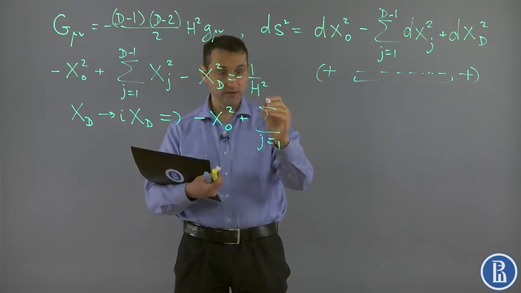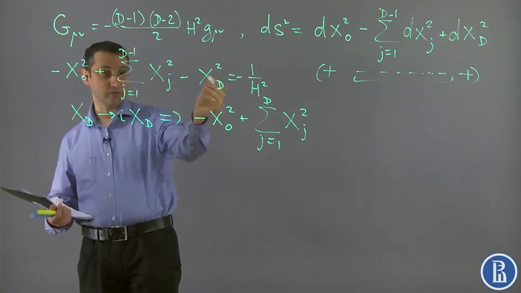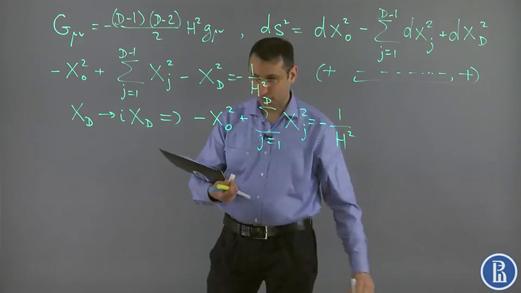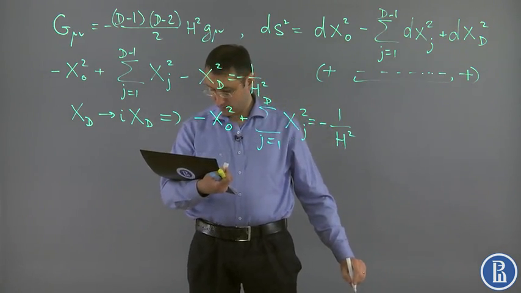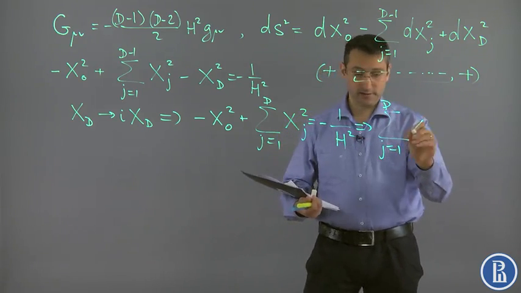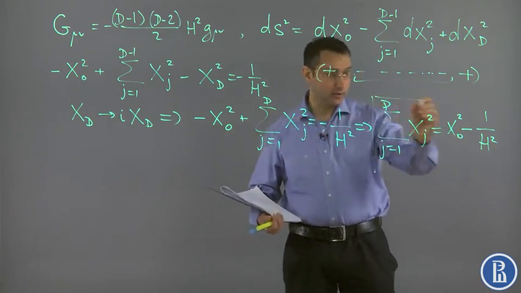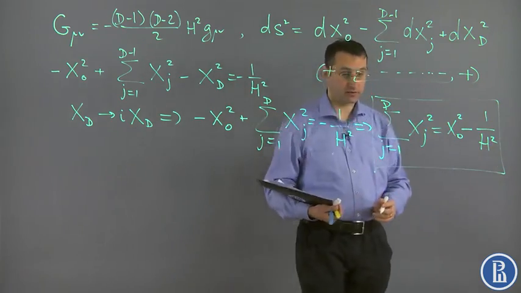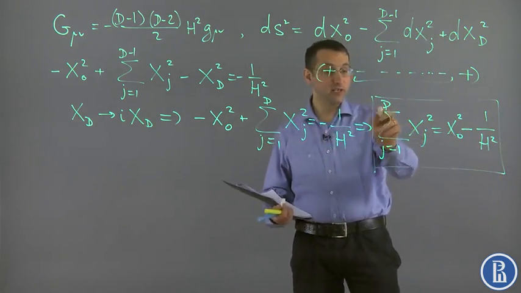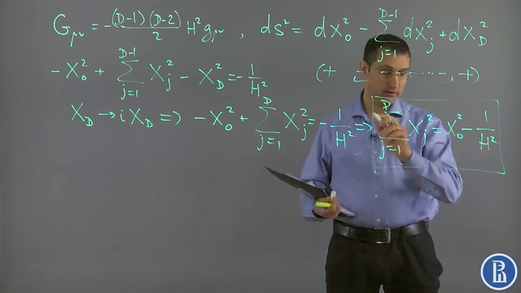The sum over j from 1 to d of xj squared. Now it runs from 1 to d, while here it was to d minus 1. But with extra plus here, after this rotation, we obtain this. So what is this? What do we have? As a result, we have that the sum over j of x j squared equals x0 squared minus 1 over h squared. We have already encountered such a space in the previous lectures. This for the case when it was three-dimensional or four-dimensional.